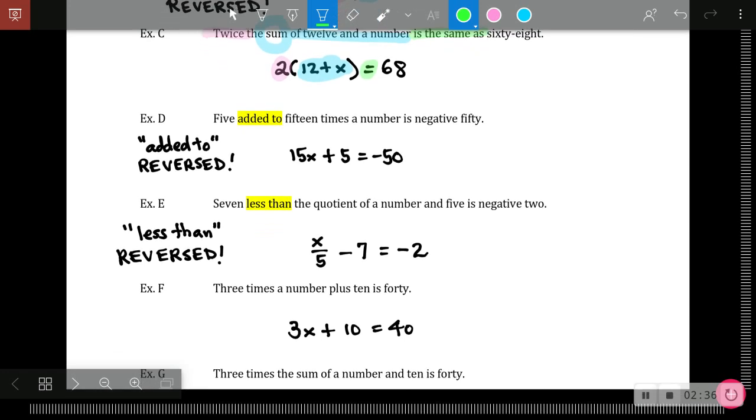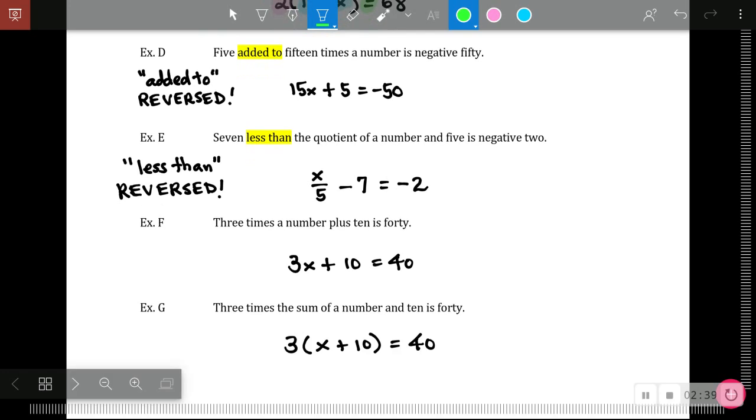Okay, on example D, we have 5 added to a number. This is also a reversed version of it means addition, but you have to reverse the order here. So the 5 has to follow the adding, and the 15 times the number part of it has to be in front. And that's also problematic. Now you'll notice that we have here is the equal sign. So just a shortened version of is the same as.